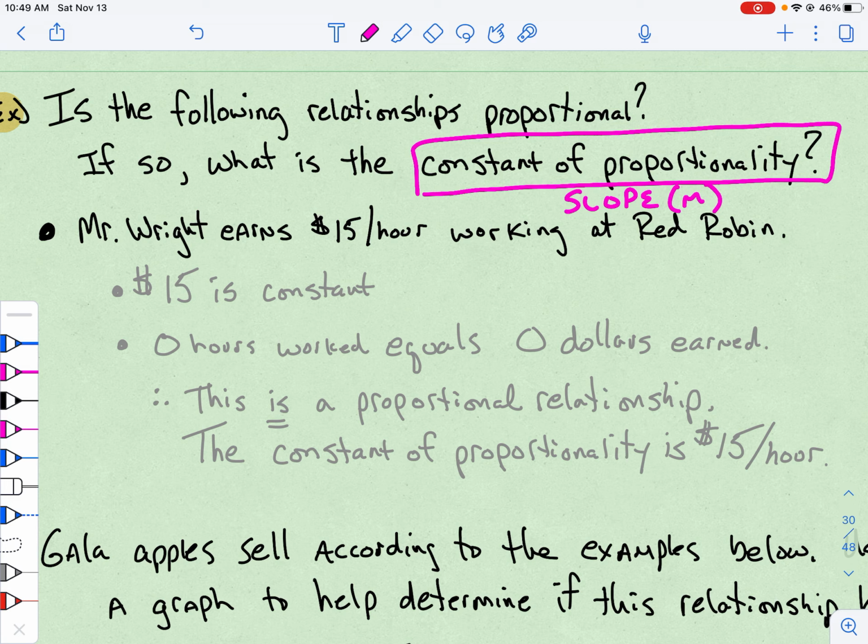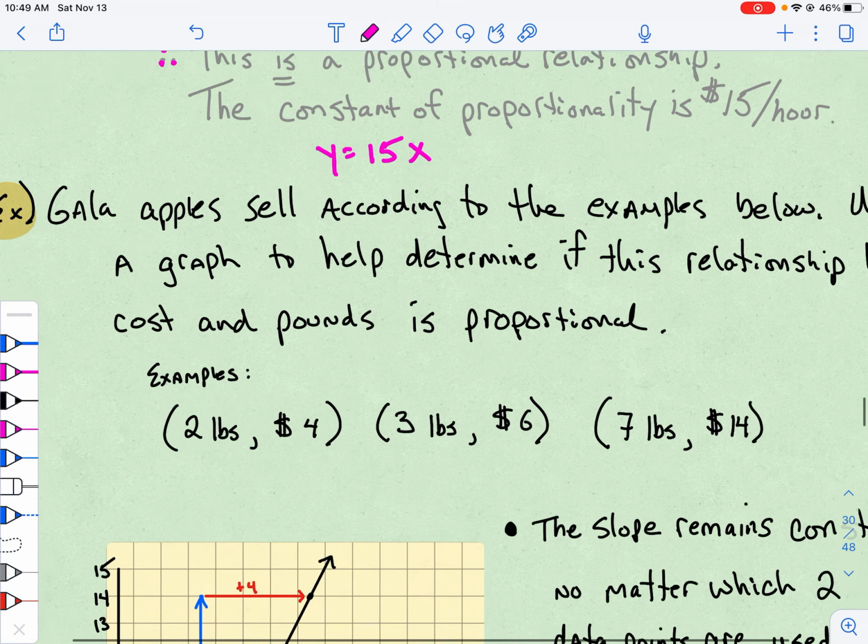The example: Mr. Wright earns $15 an hour working at Red Robin. Simple enough. $15 is the constant. We're going to call that slope, so we know that the slope is already 15. And we recognize that if he works 0 hours, he's going to get paid $0. That makes complete sense to us. We would say therefore, these three dots mean therefore, this is a proportional relationship. The constant of proportionality is $15 an hour. If we wanted to make an equation out of it, we would simply write something like this. Very, very simple.